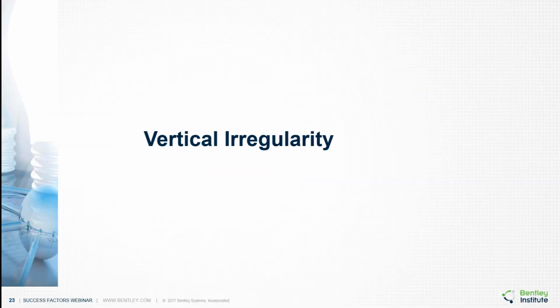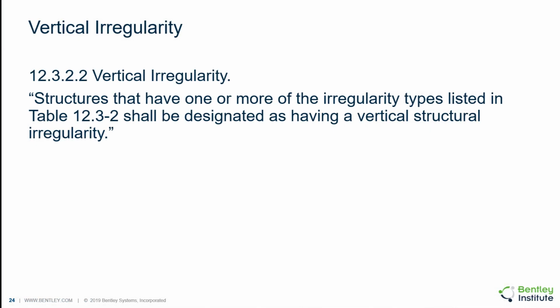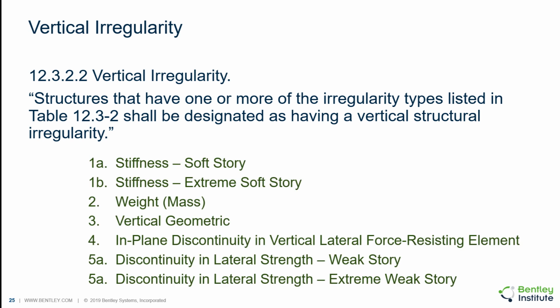Let's now move on to a discussion of vertical irregularities. This section refers us to Table 12.3-2 for a list of types of vertical irregularities. They are soft story, extreme soft story, weight or mass, vertical geometric, in-plane discontinuity, weak story, and extreme weak story.